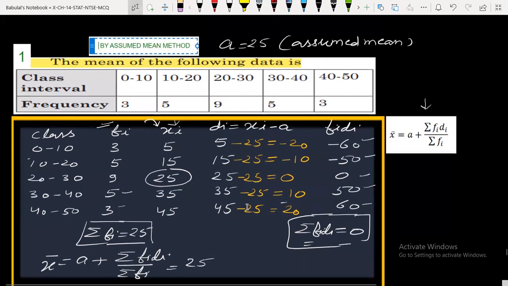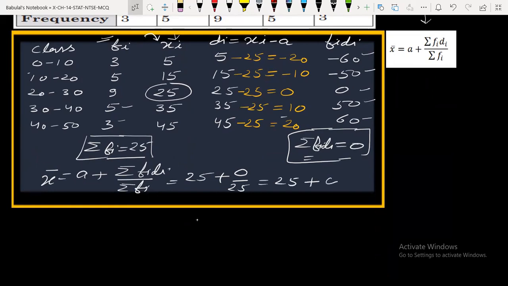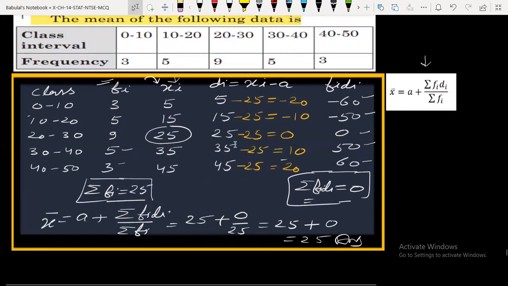See here, what is our a, what is the assumed mean? We have assumed here 25. Then total fi di is 0, and total fi is 25. So that is 25 plus 0, that is 25, answer. So the mean of the given data is 25. We are using the assumed mean method here, students.